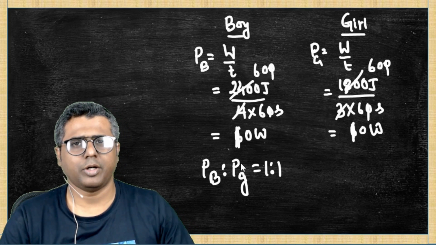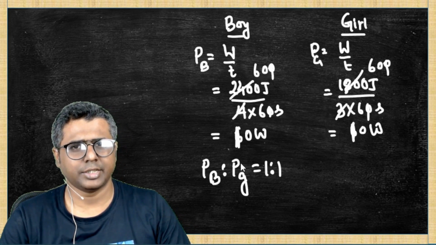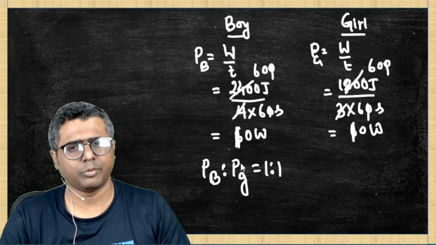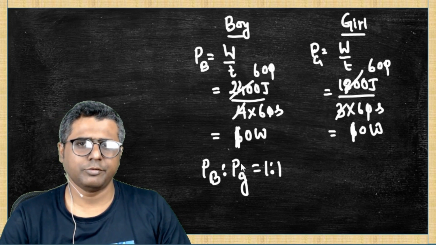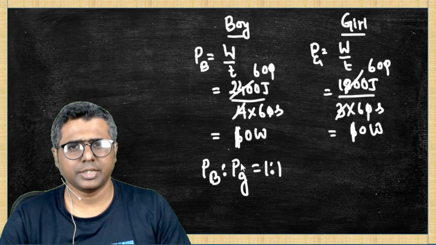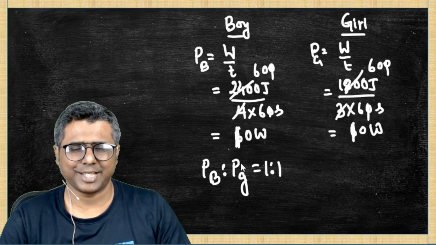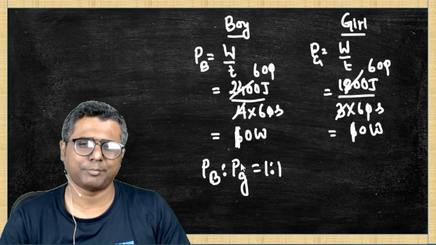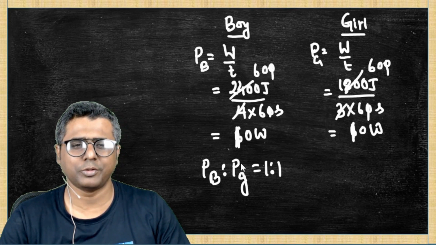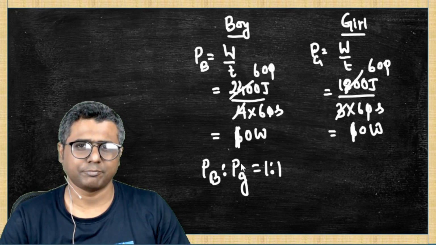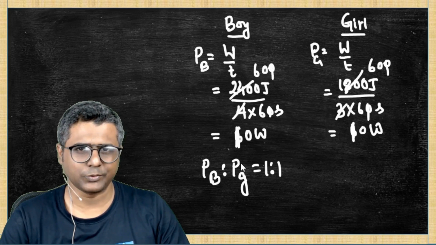So the boy had more weight than the girl, so work done by the boy was more, but if you compare the times also, then the power comes into effect, and we can see the power developed by both the boy and girl is the same. So this was a nice problem asked in the 2016 ICSE examination. We'll go to the next problem now.